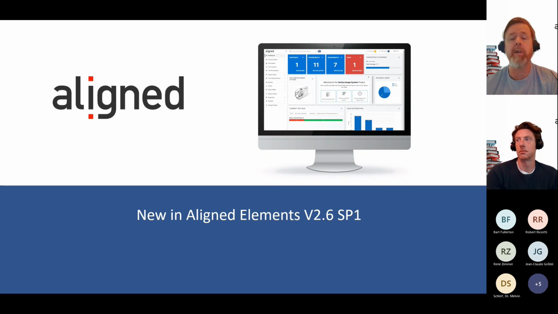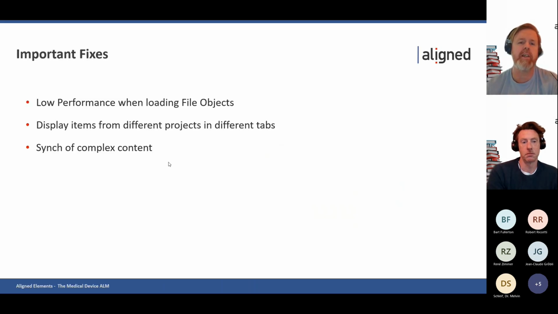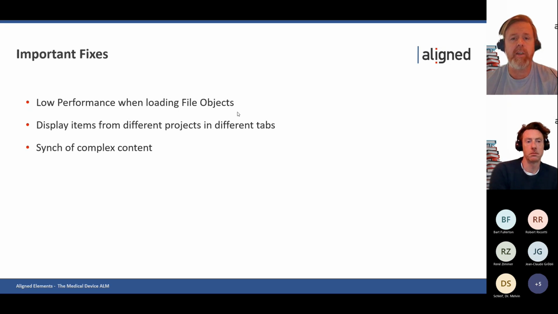I'm going to start out here, and later Anders Emmerich is going to join me with some additional features at the end. Well, the most important things that actually drove this service pack were a couple of important fixes that we decided to implement, having to do primarily with low performance when loading file objects. For those of you who have used Aligned Elements 2.6, you might have noticed that loading file objects takes longer than normal. That is something that we have fixed in this version.